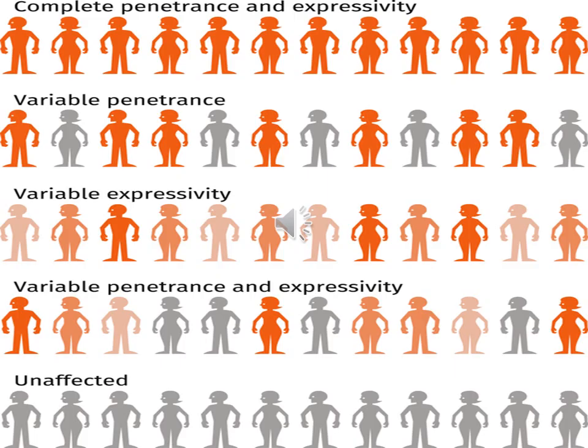Look at this slide. You can compare genetic penetrance and expressivity. Penetrance is the proportion of individuals with a certain gene that also express the associated trait. You can see it in the second line. Expressivity is the intensity of the phenotype appearing by the gene. In the third line, you can see variable expressivity by a variable intensity of color.